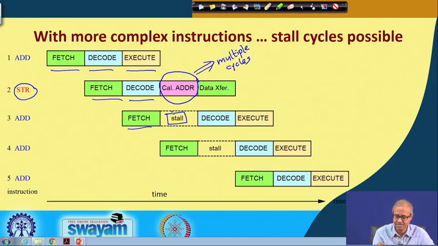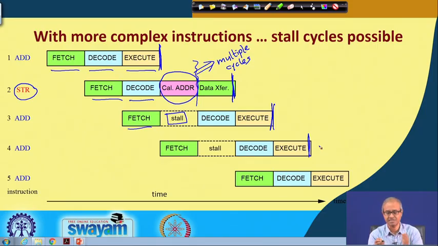You see here, the first instruction gets finished at this point, the second instruction gets finished here, the third instruction here, the fourth instruction here. But because of this delay, this instruction was supposed to finish here, but it got delayed. Not only this, all subsequent instructions got delayed, and there can be many such instructions in between.